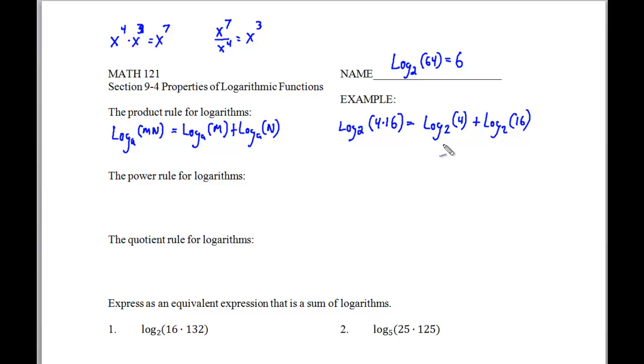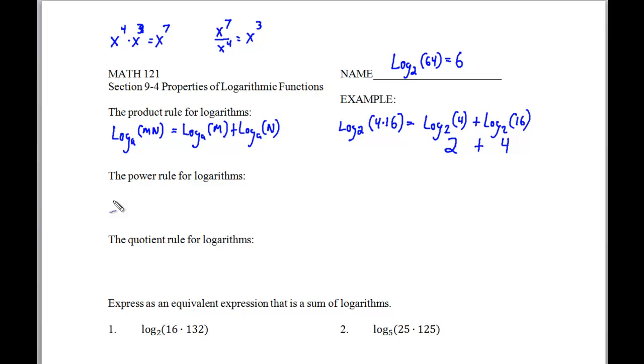And then what you get here is 2 to the what power is 4? You get an answer of 2 here. And 2 to the what power is 16, which is 4. Because 2 to the 4th power is 16, and you can see that 2 plus 4 makes 6.